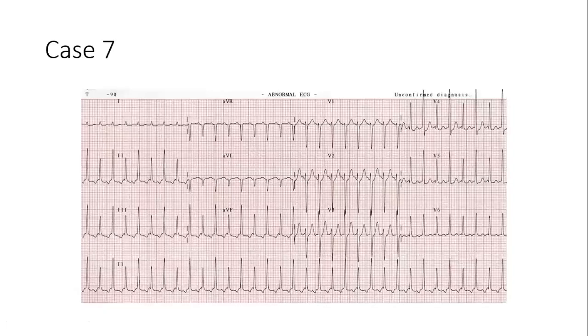Okay, let's quickly go through the 3 slides that are left. What is this? And what is the management? Quickly now.